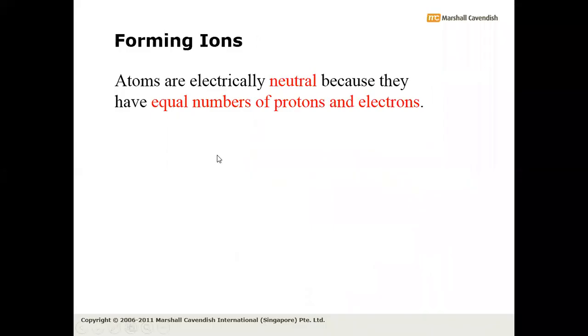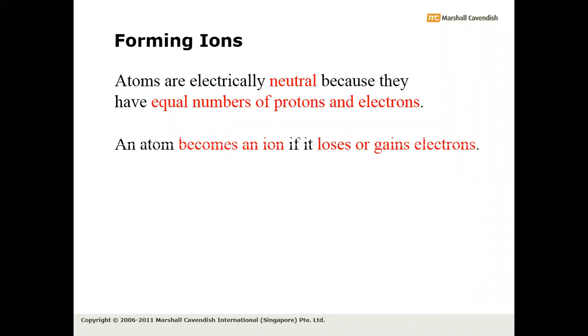So ions are charged particles, and we know that atoms are electrically neutral because they have an equal number of protons and electrons. But when an atom either gains or loses electrons, it becomes an ion. So an ion has either more electrons than protons, that is called an excess of electrons, or they have a lesser number of electrons than protons, so you can say that they have a deficiency of electrons.